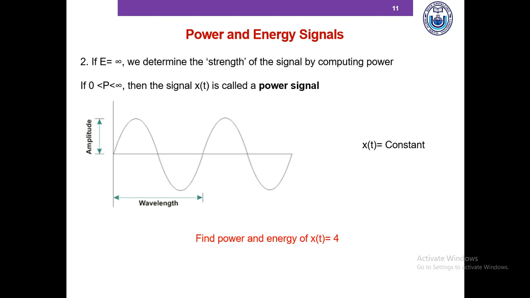So you can verify it for yourself. Please pause this video and try to find the power and energy of the signal x of t equals 4 and comment if it is a power signal or an energy signal. So hopefully you've been able to do this. x of t equal to 4 is a power signal. Okay, now find the power and energy of x of t equals t. Now please pause the video and then we'll talk about it.